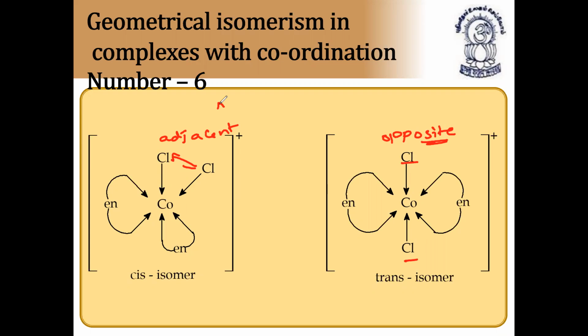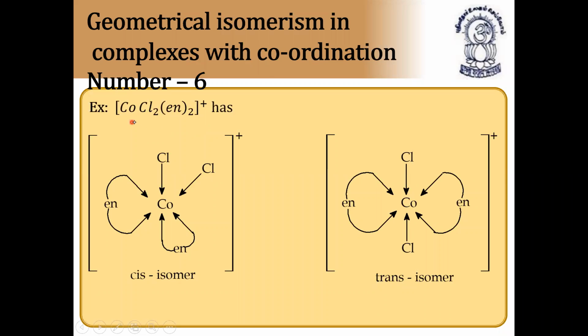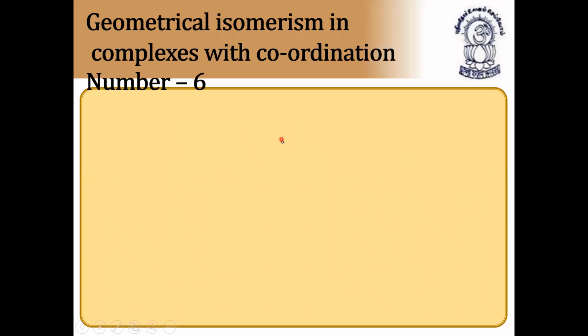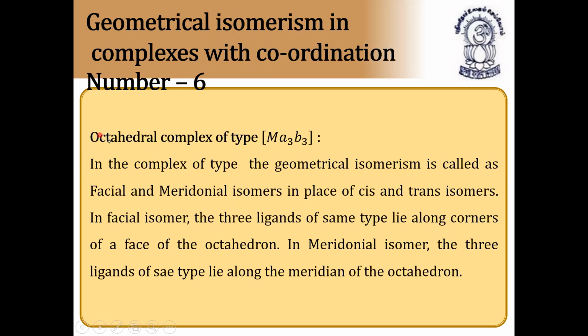So this is MAA2B2, that is bidentate ligands 2 times, B2. It is an octahedral complex having trans isomerism and cis isomerism. So this is called MAA2B2 type, geometrical isomerism in an octahedral complex. Please listen carefully: [Co(en)2Cl2]+. En2 means bidentate ligands 2 times, and for that the coordination number is 6. Next, octahedral complex of type Ma3B3.